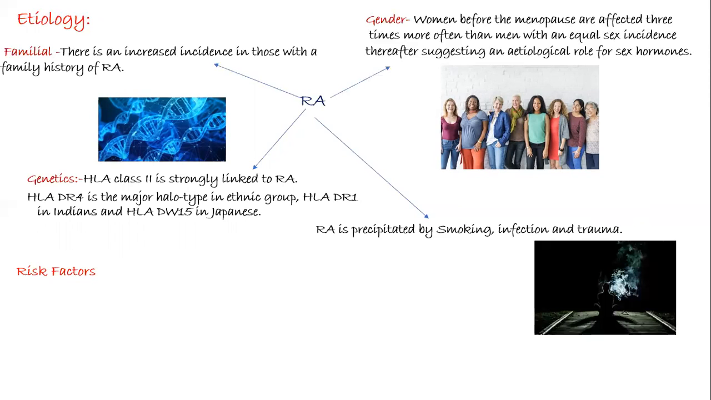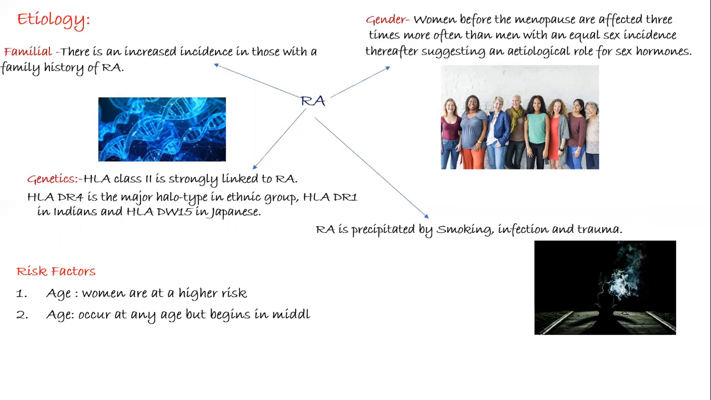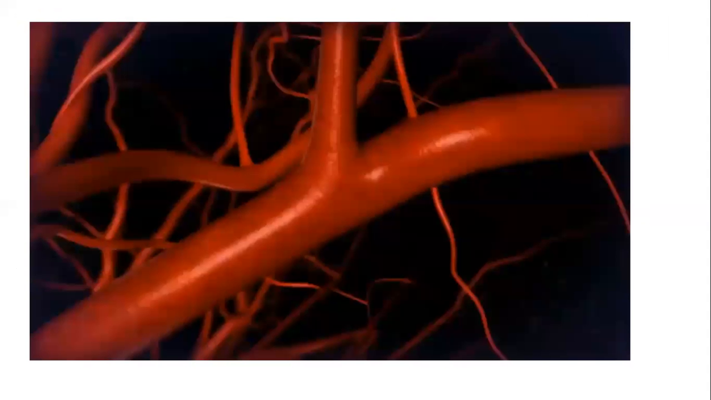Now, what are the risk factors for rheumatoid arthritis? The first one is sex. Women are at higher risk. Second is age. It can occur at any age, but it begins in middle age. Third is family history. Fourth is smoking. And fifth is environmental exposure to asbestos and silica.